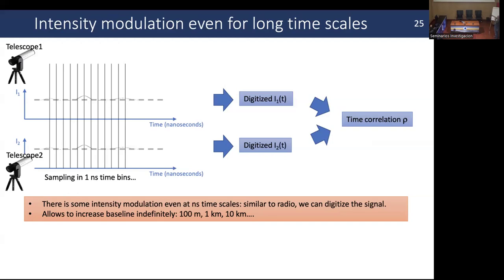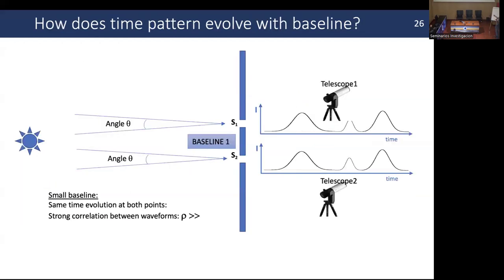Okay. And in principle, because you digitize locally, it's like radio interferometry. You can go to indefinitely large baselines. So you could go to 100 kilometers. You could go to whatever. Okay, because you make the correlation offline. That's essentially how it works.